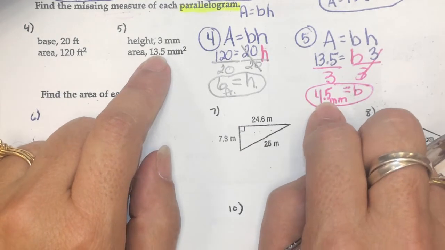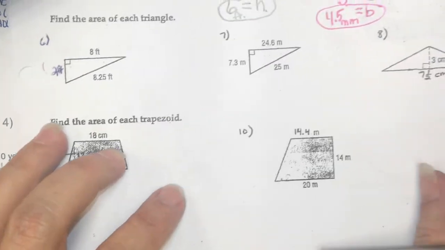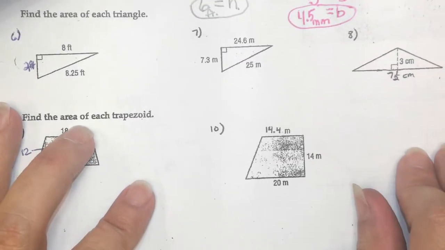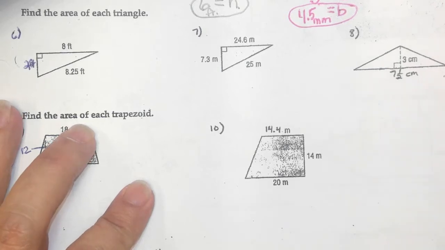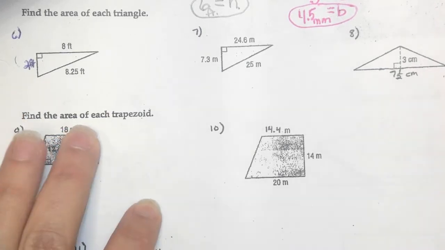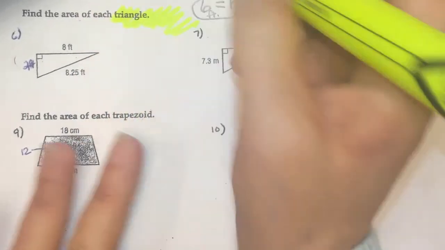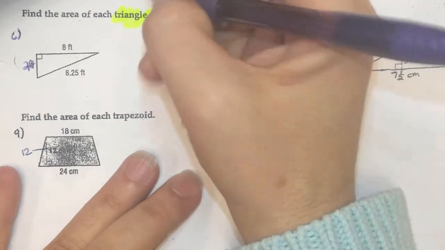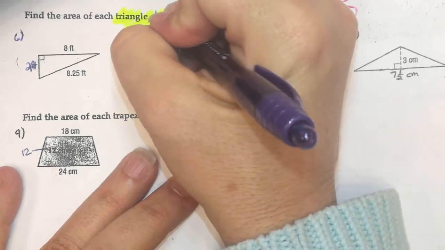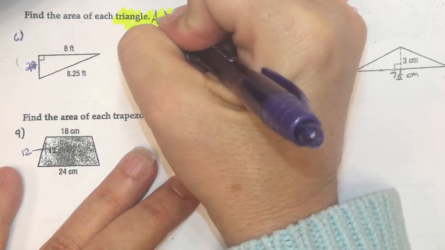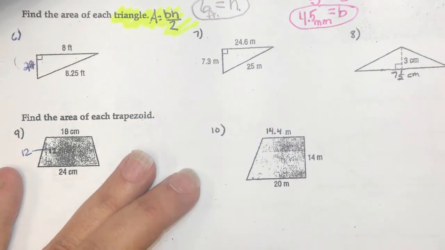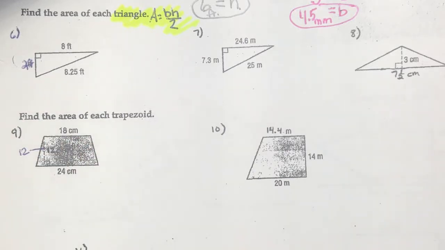Okay, looking at number 6. Here we go. On number 6, 7, and 8, we are now looking at triangles. The formula for a triangle is area equals base times height divided by 2. Tomorrow, these formulas have to be memorized. They have to be memorized.